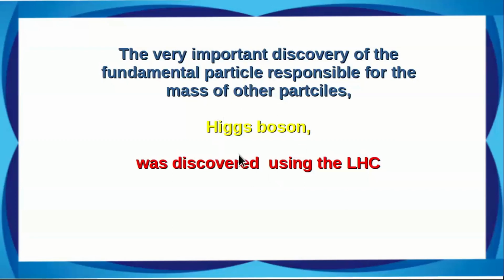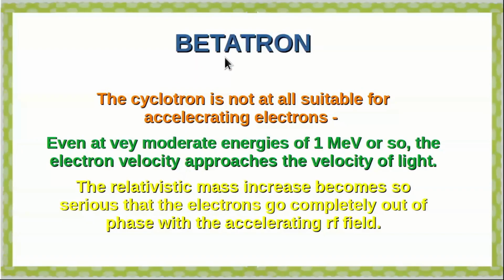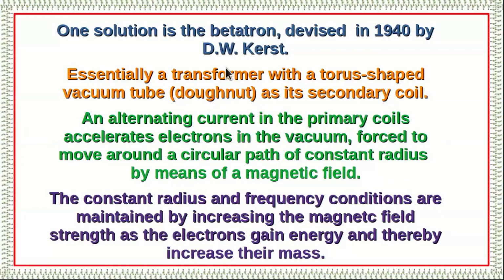history of particle physics. Another important type of accelerator is the betatron for electrons. The cyclotron is not at all suitable for accelerating electrons. The reason being that even at very moderate energies of 1 MeV or so, the electron velocity approaches the velocity of light. Hence, the relativistic mass increase becomes so serious that the electrons go completely out of phase with the accelerating RF field. One solution is the betatron, devised in 1940 by Kerst.